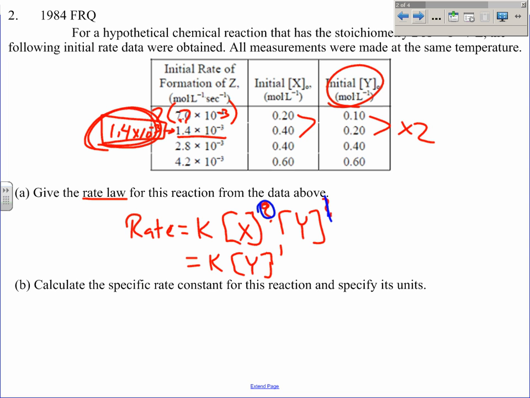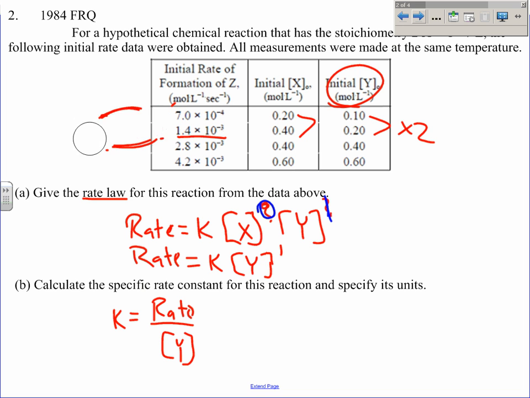Now to calculate my specific rate constant, remember that's k. So rate equals k times the concentration of y. So k would equal the rate over the concentration of y. And once again, all of my data should be valid for this, so I should be able to take any situation here from my data table to determine my value of k. So I'm just going to take the very first one.